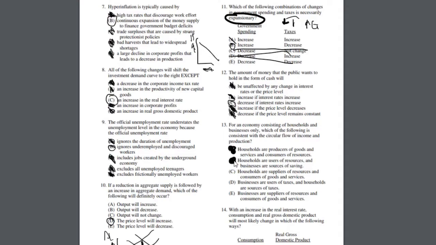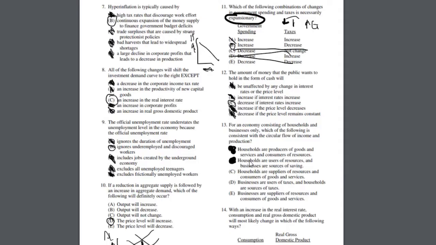Households do not use the resources. They use the goods and services. They supply the resources. And besides, businesses are sources of saving. No, it's not even in the circular flow model. C, households are the suppliers of resources and the consumers of goods and services.